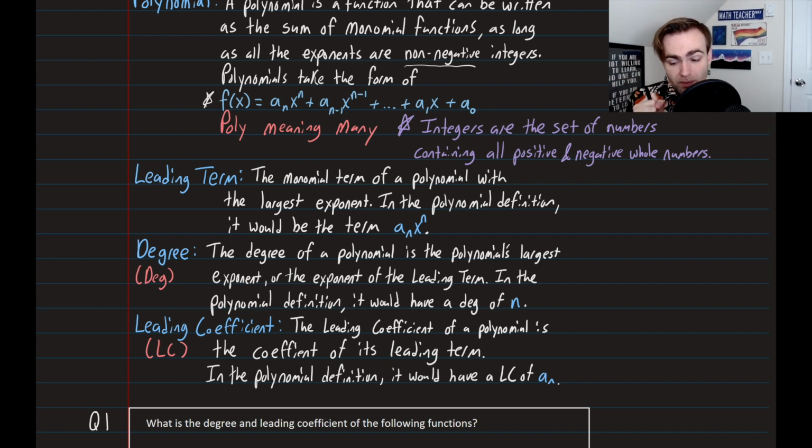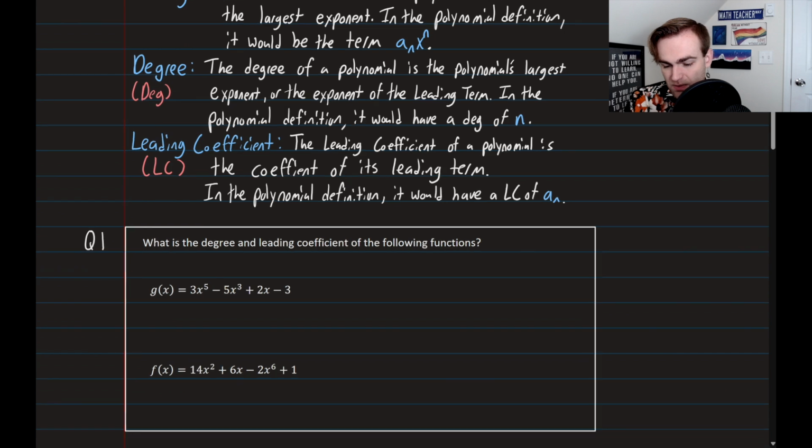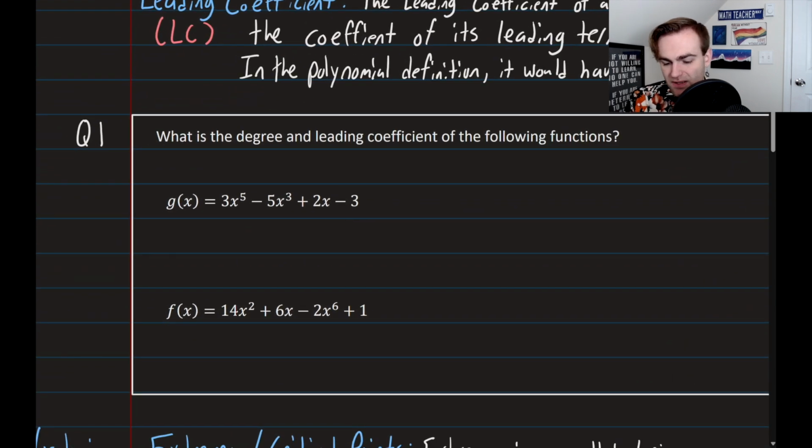The degree of a polynomial is that largest exponent. Whatever that largest exponent is, that is the degree of your polynomial. You'll see me use the abbreviation DEG quite a bit. And the leading coefficient is the coefficient, or the number in front of the x, that has the largest power. All right, so let's do a little bit of practice with that and identify some parts of functions.